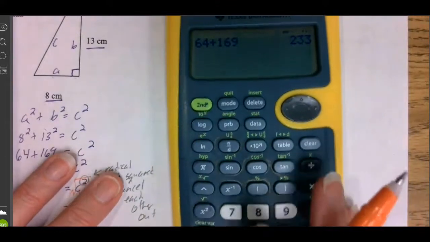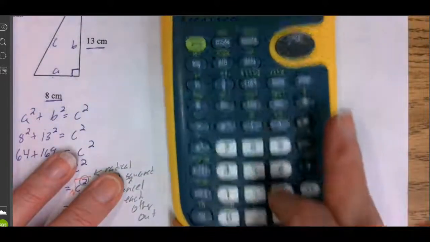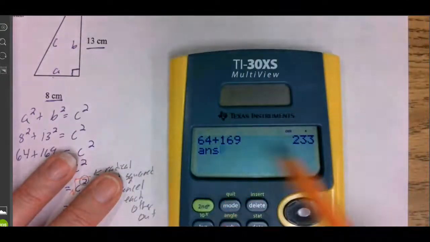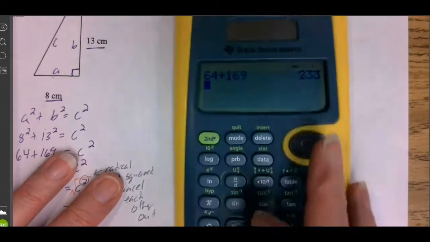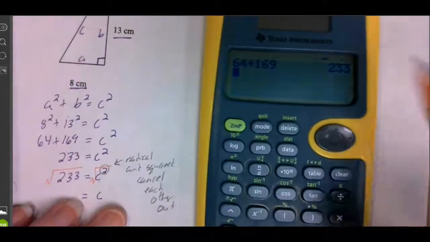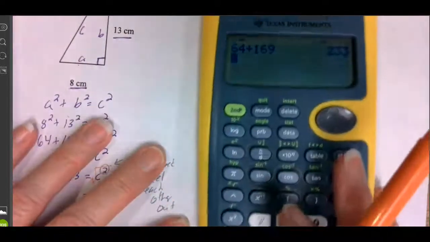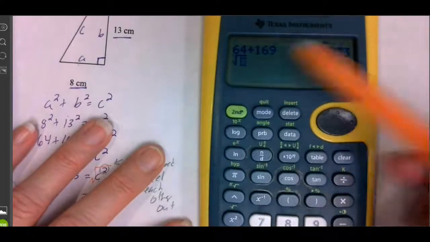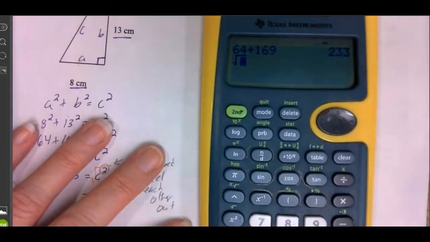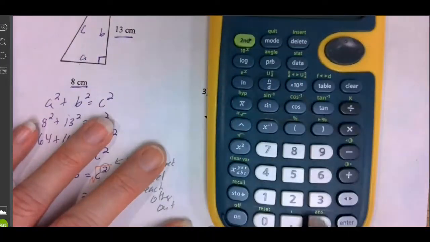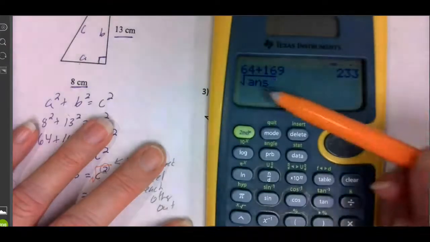So watch what happens when I push it. I'm going to go second function, and then answer, and it's going to pull the answer from right up there. Now that's not too helpful as it is, but watch what we're going to do. We want to take the square root of that, so we're going to hit second function, x squared, and see how that radical comes up. Now what do we want to go in it but this 233? So we want the answer. So we're going to go second function, answer, and see how it comes right in there?